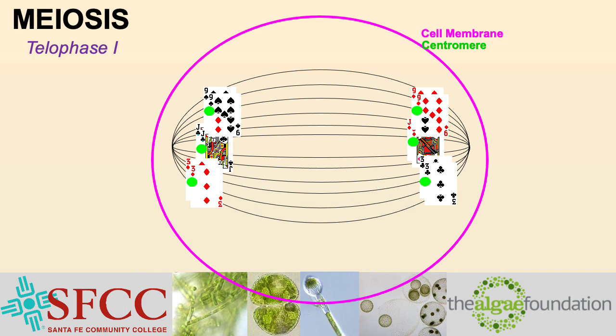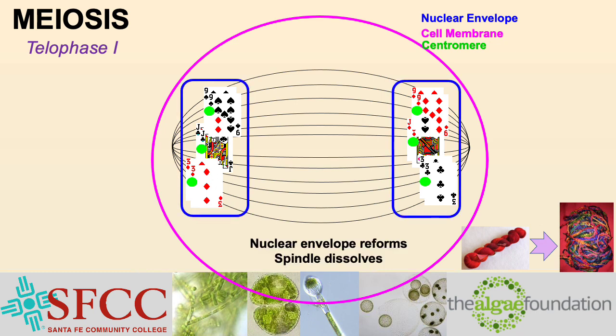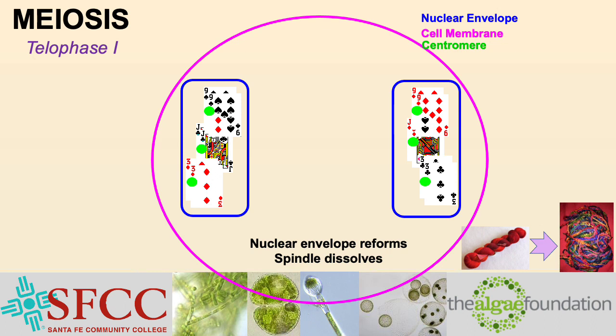In telophase 1, the chromosomes may or may not decondense, and the nuclear envelopes may or may not reform depending upon the species. The spindle will disassemble itself, and there is a complete set of chromosomes at each pole, but they are no longer identical sets. And as you can see with the 9s, some new chromosomes have been created when the chiasma broke in anaphase 1.